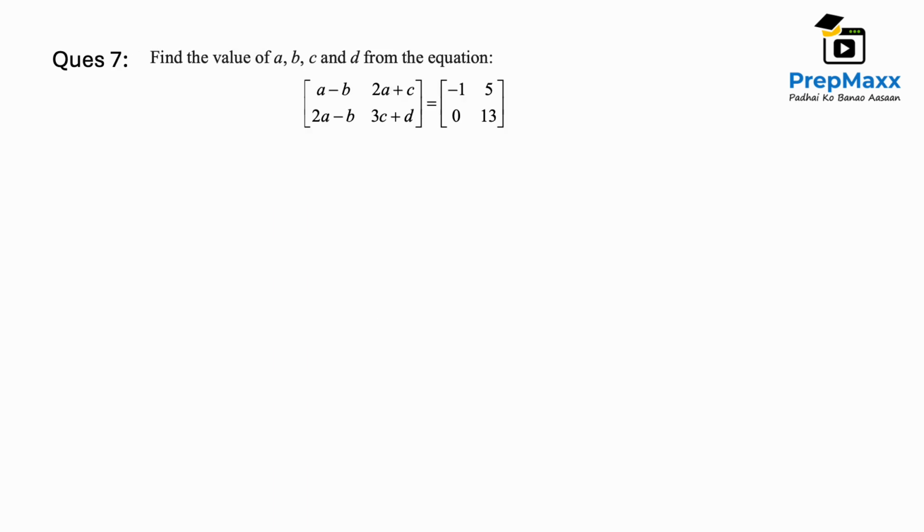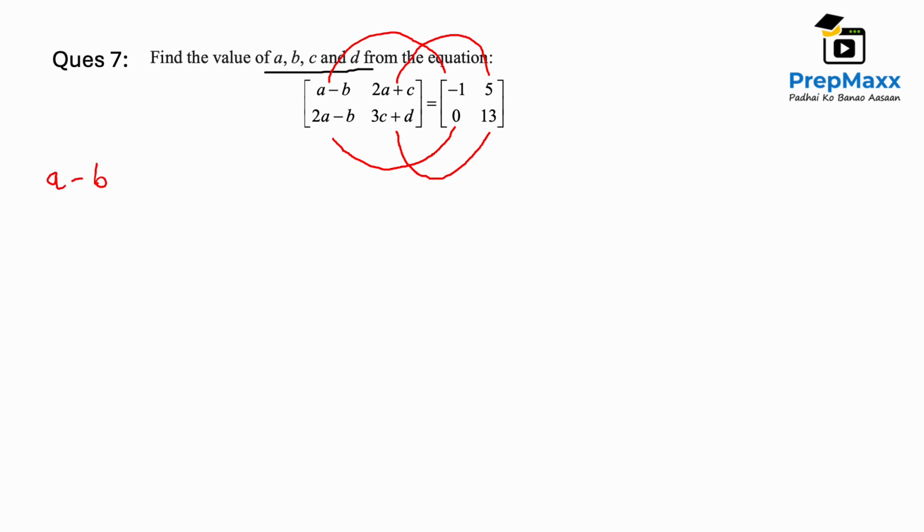In question number 7, we have to find the values of A, B, C and D when the two matrices are equal. So when the two matrices are equal, the corresponding elements must be equal, right? So I can say that A minus B has to be equal to -1, 2A plus C has to be equal to 5, 2A minus B is equal to 0, and 3C plus D is equal to 13. So let's make some equations.